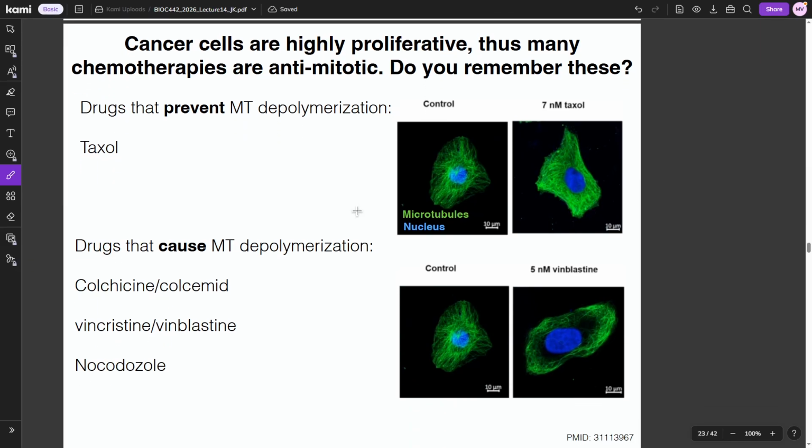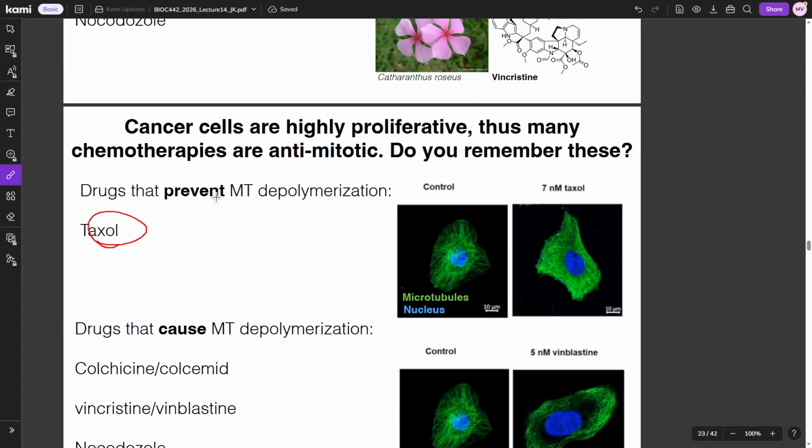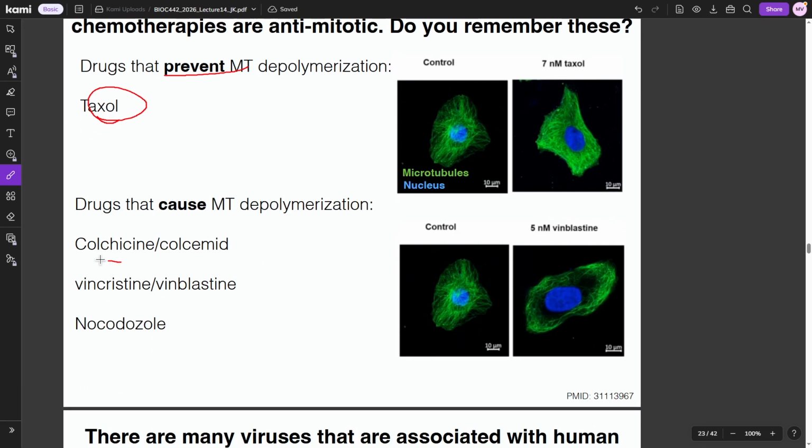I already talked about these in one of my first couple lectures, so I'm not going to talk about them too much. What you should really know about them is Taxol prevents microtubule. The rest of these cause. Important to know.